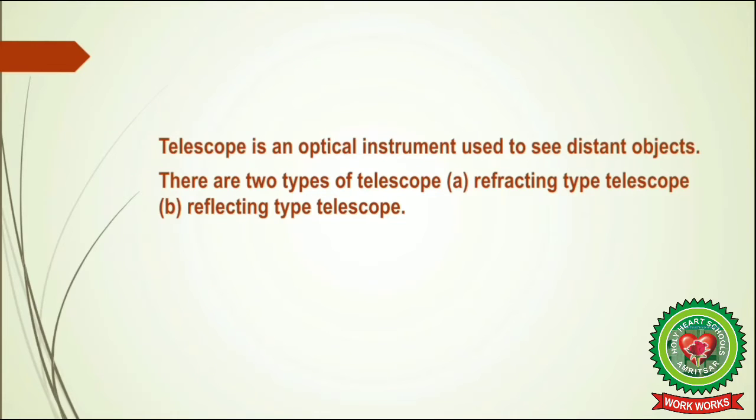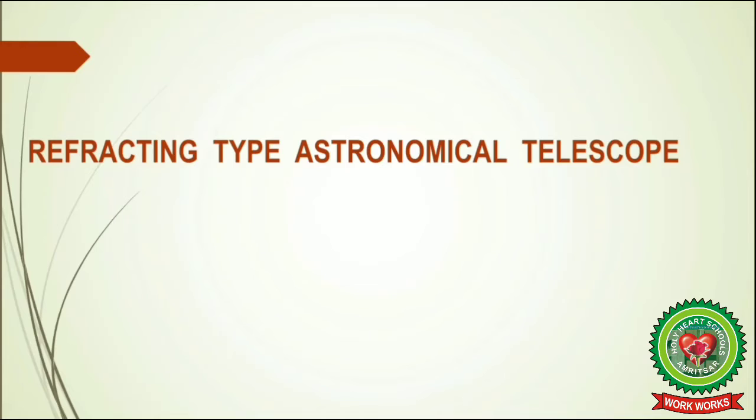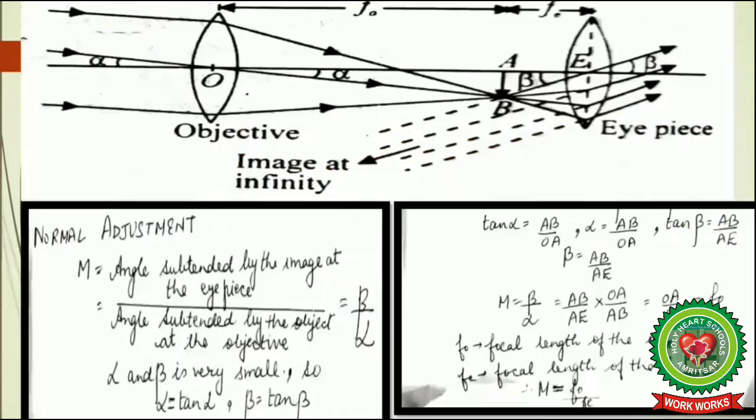Now what is a telescope? Telescope is an optical instrument which is used to see distant objects. There are two types of telescope, refracting type telescope and reflecting type telescope. Students, today we shall be discussing refracting type astronomical telescope.